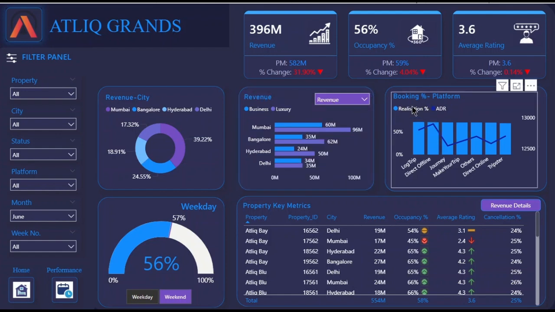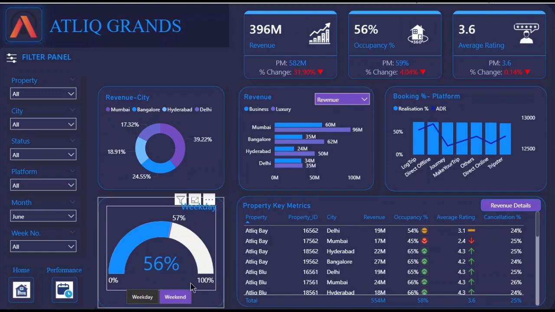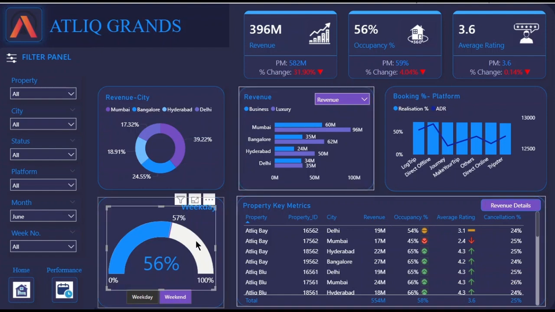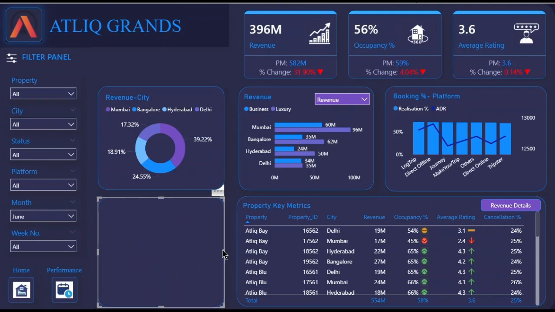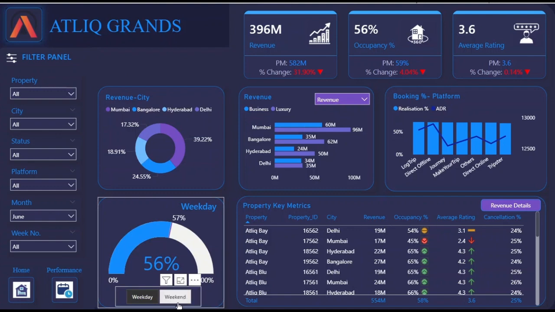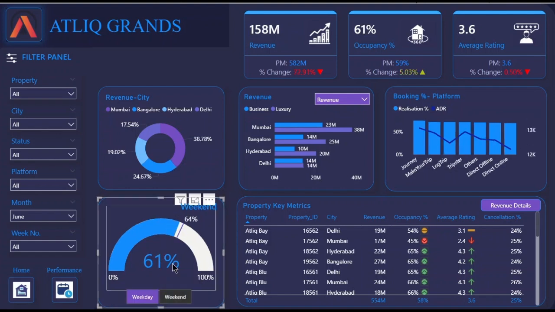Here we have a line and bar chart for booking percentage from each platform, with the bars for the realization percentage, and the ADR is the line. Here we have a gauge visualization to show the occupancy percentage for both weekends and weekdays. So as you can see, for the month of June, for weekdays we have 56 percent with a target of 57 percent, and for the weekend we have 61 percent with a target of 64 percent.